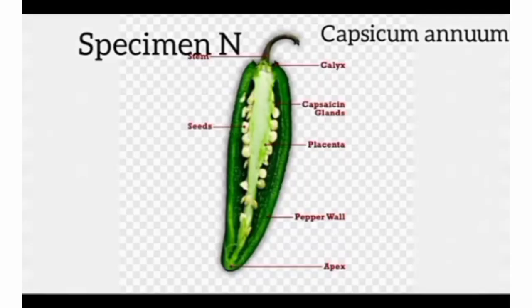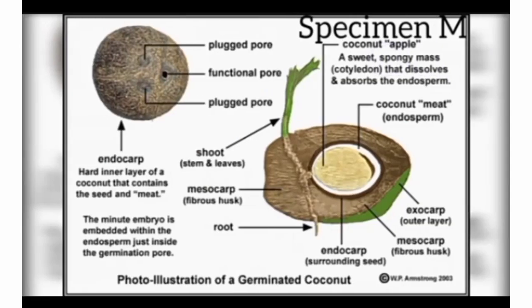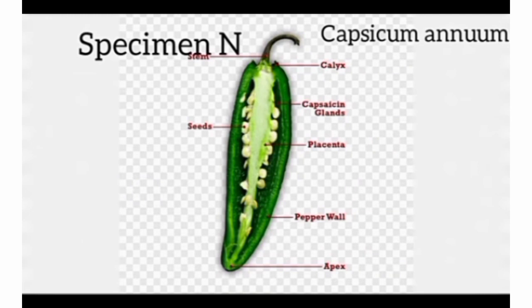Another one here is Capsicum annuum, which is the pepper. You can see the longitudinal section of the pepper. You can see the parts, the calyx and the apex, and some parts of the pepper being labeled too. So that is the pepper.